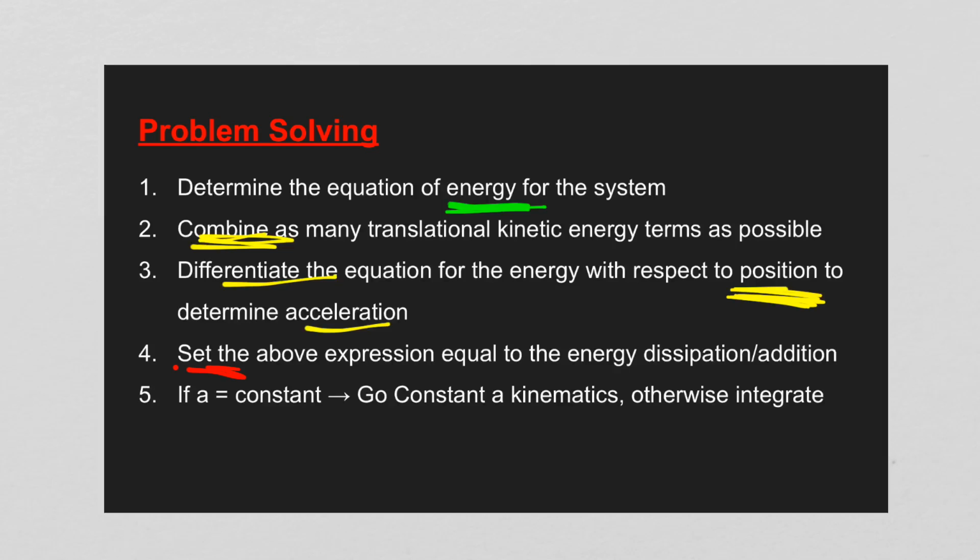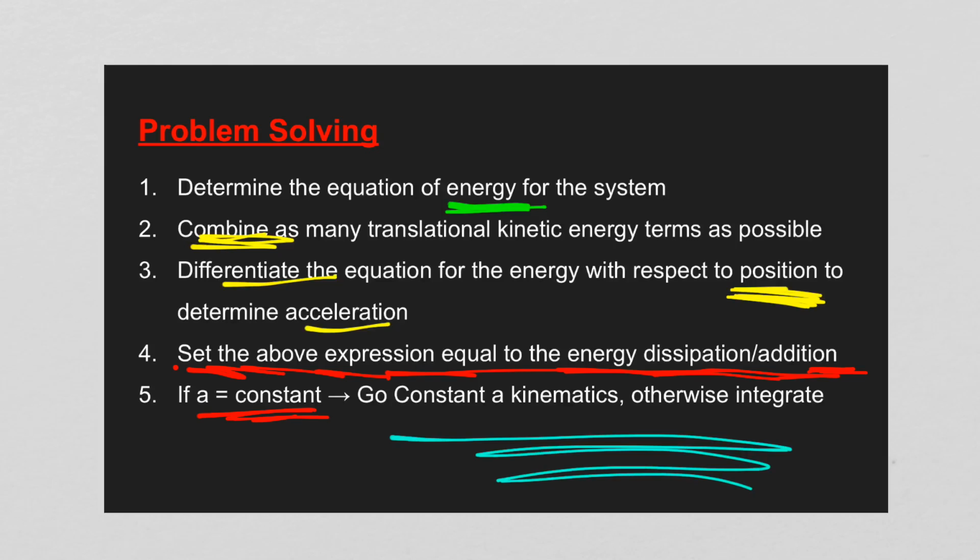If you have forces or friction or some other way that's adding energy to the system or taking energy away, you set that derivative equal to this rate. If it's an isolated system, it's just 0, and that's fine. And then if a is constant, back to your kinematic equations. Otherwise, you've got to integrate. But this will work for another. It's just another way of going about it using the energy-related approach to this.